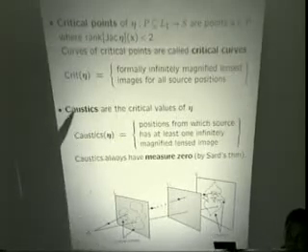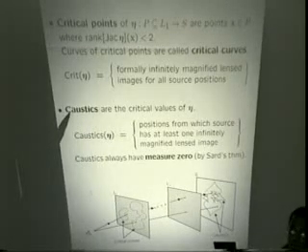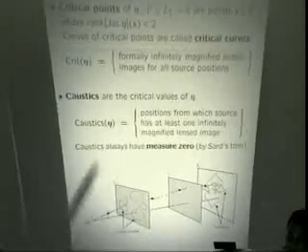Caustics will be the critical values of eta. And we know this is a correct definition because physically, it'll correspond to positions from which a light source has at least one infinitely magnified lensed image. And so you can, for example, make some general observations immediately that caustics will always have measure 0 by Sard's theorem. You can quickly conclude that the set of critical points will be closed in the domain of eta, and so on. Pictorially, this would be sort of what you're seeing. The critical curves are here. The caustics are back on the light source plane.